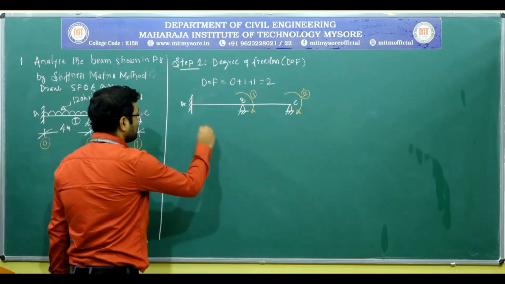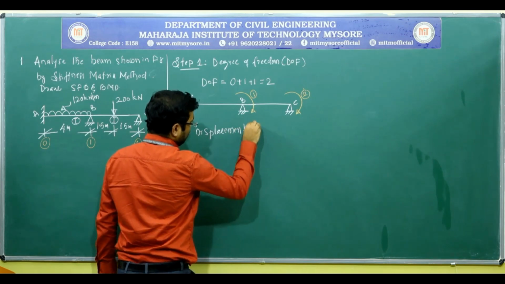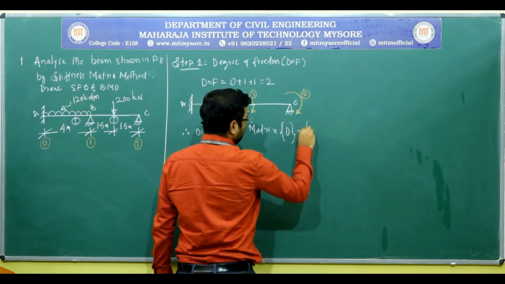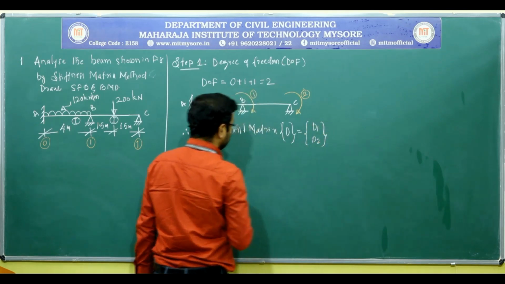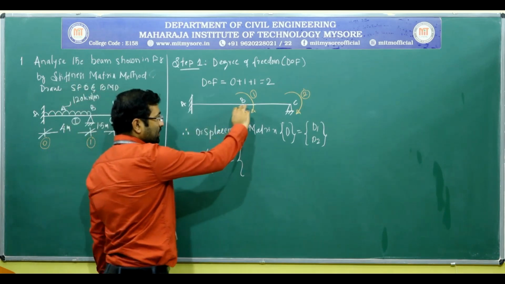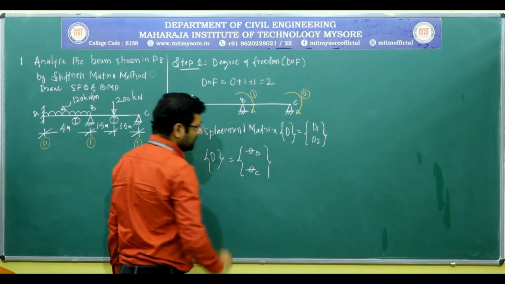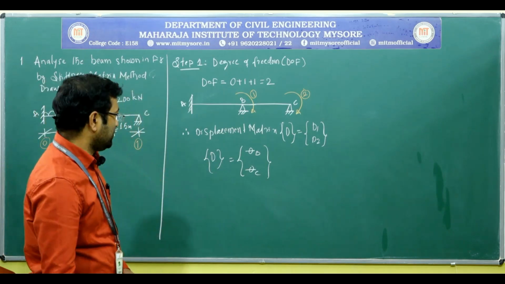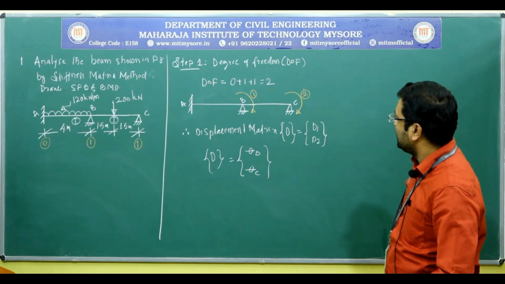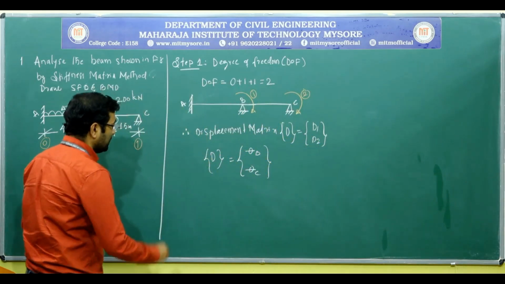So, based on this I can say that the displacement matrix, that is D is equals to D1 and D2. So, D1 is displacement in the first coordinate direction. So, here in the first coordinate direction displacement is theta B, and the displacement in the second coordinate is theta C. So, this is the displacement matrix, right. So, once we have this, our next duty is to determine the force matrix. So, to determine the force matrix, we need to determine the fixed end moments. So, let us determine the fixed end moments.